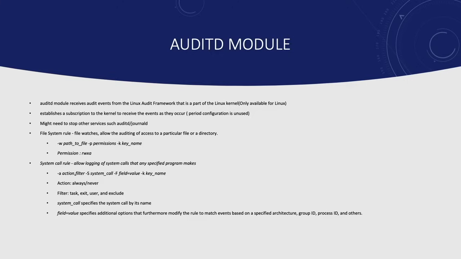Now, one thing to note is that you might need to stop other services that are running on your system, such as auditd and journald, for this module to work. There are 2 different types of rules that you can configure inside the Auditd module. The first rule is a file system rule. What this rule does is it allows the auditing of access to a particular file or directory.